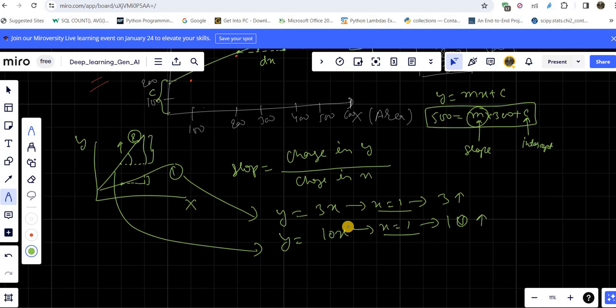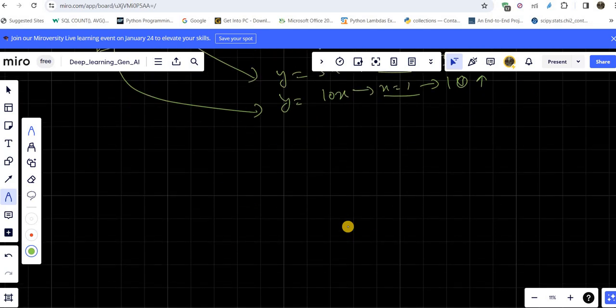Now to get the optimal value of slope and the intercept, we have the algorithm which is called gradient descent. Okay. Now how does gradient descent work? So this is the basic formula. I will not go into deep mathematics in that. Just understand here.